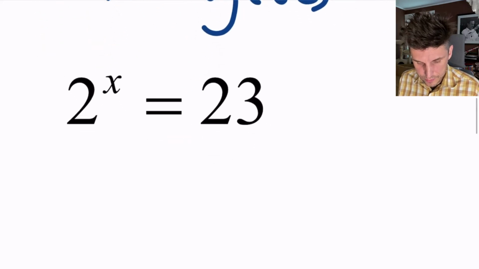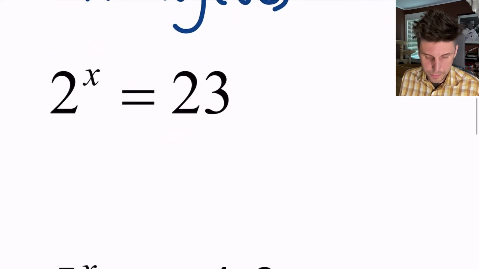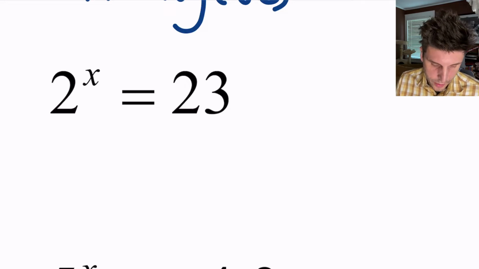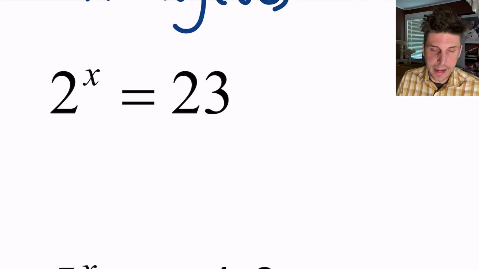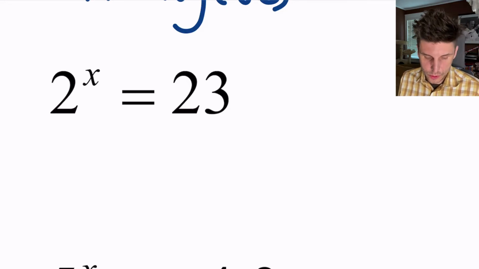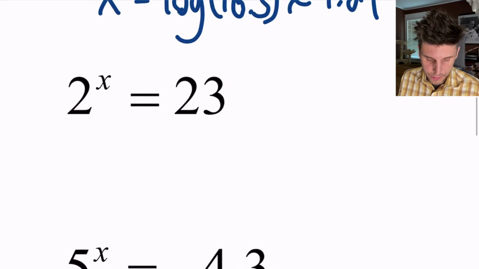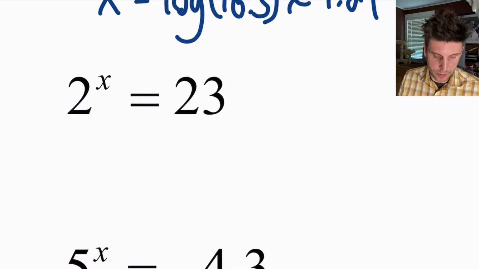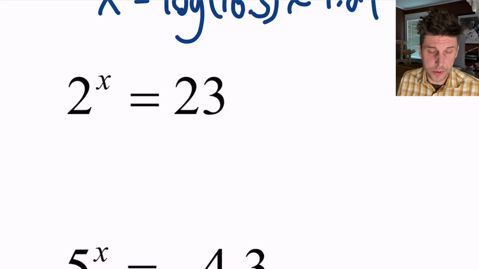This next one is a little bit trickier because we have 2 to the x is equal to 23. There's a couple ways to go about doing this. You could take the ln of both sides and then use the power property, but we're not going to do that.